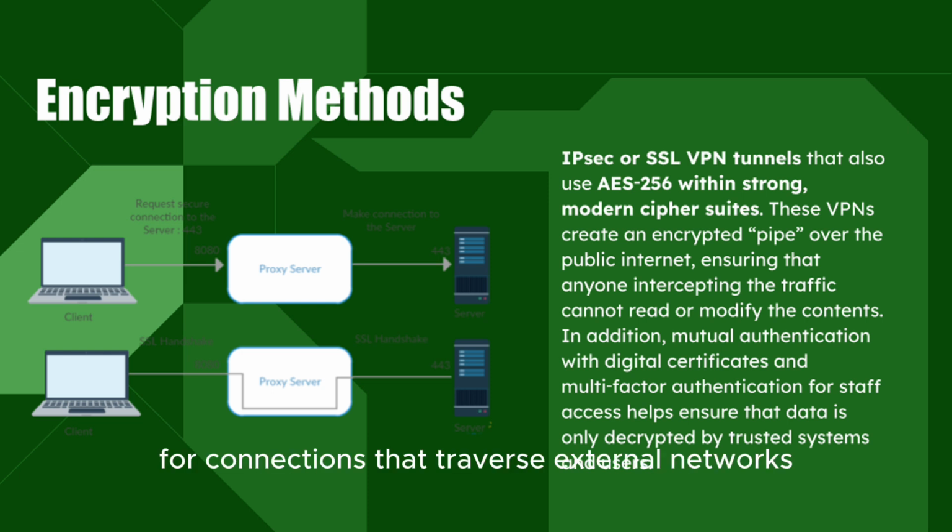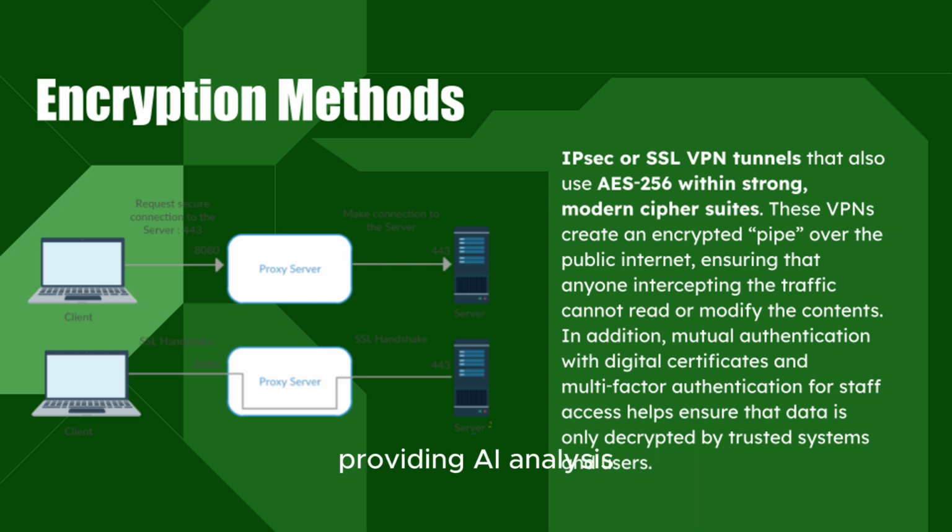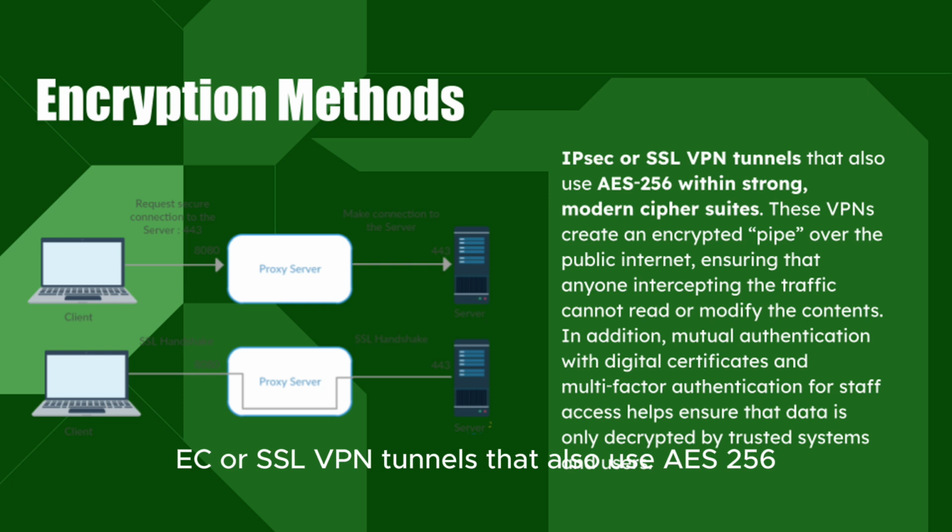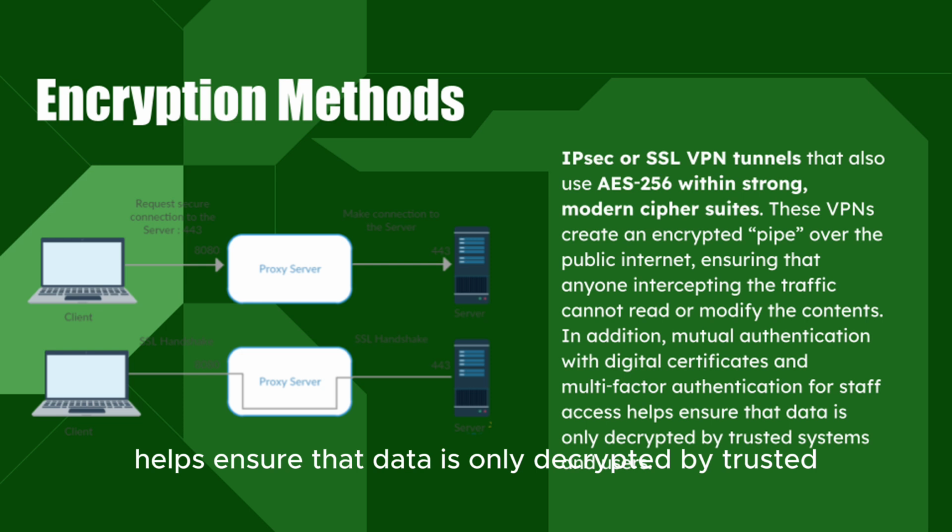For connections that traverse external networks, such as between a hospital and a remote clinic, or between the hospital and a cloud service providing AI analysis, the same principle applies. At a lower layer, the organization should deploy IPsec or SSL VPN terminals that also use AES 256. Within strong, modern cipher suites, these VPNs create an encrypted pipe over the public internet, ensuring that anyone intercepting the traffic cannot read or modify the contents. In addition, mutual authentication with digital certificates and multi-factor authentication for staff access helps ensure that data is only decrypted by trusted systems and users.